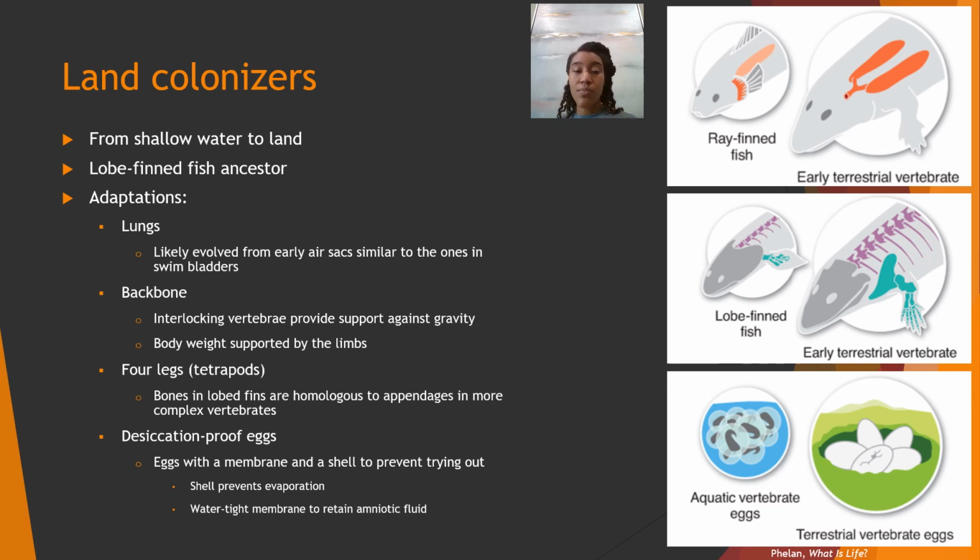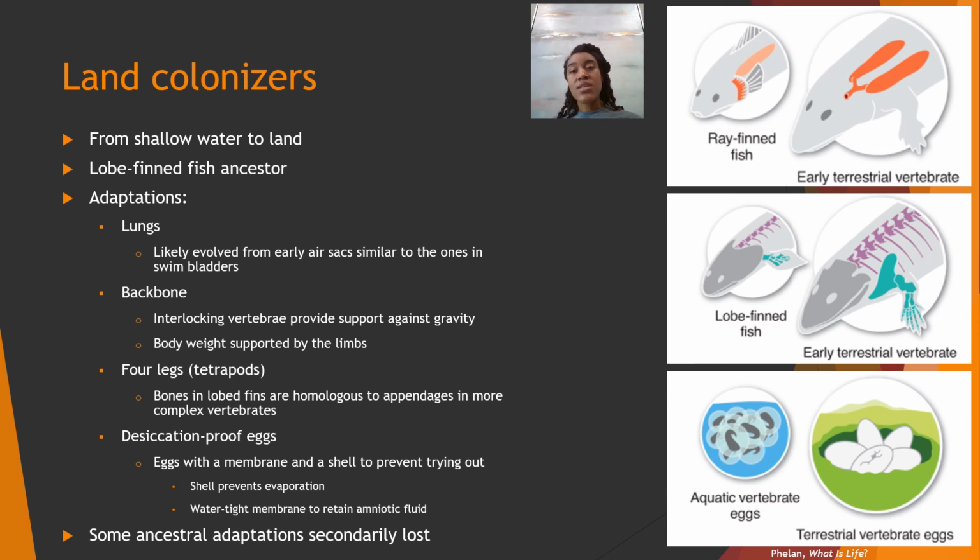One, the presence of a shell. And the outer shell prevents water from evaporating out of the egg. And then 2, they have a watertight membrane that lies just beneath the shell and encases the organism. And this allows for the amniotic fluid to be maintained around the embryo and it doesn't evaporate out. So all of these characteristics were adaptations that the earliest lobed-fin fish ancestor of all terrestrial vertebrates had to develop in order to colonize land.